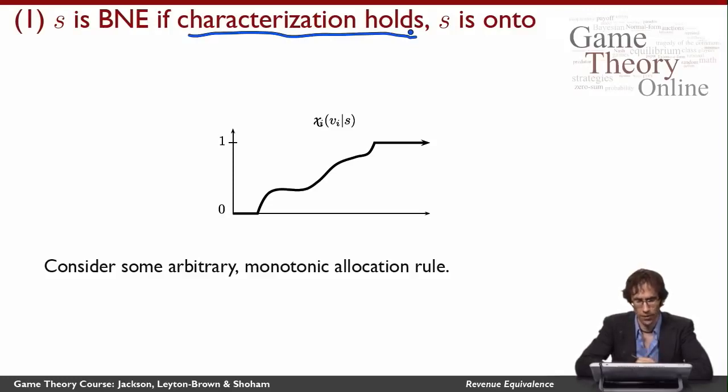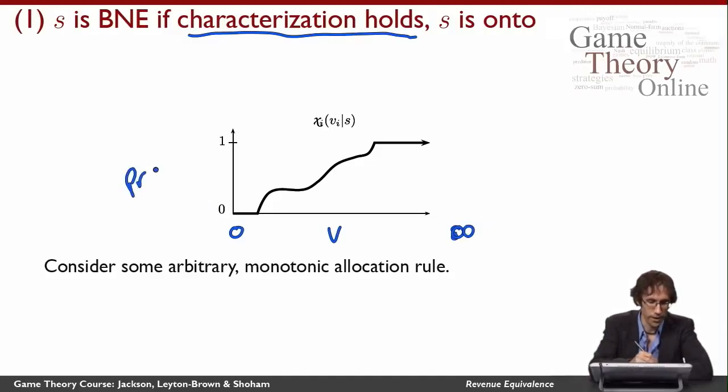So let's think about what this picture says. Here on the x-axis, I have the valuation that an agent might have. So this is the lowest possible valuation, and this is an infinitely big valuation as we go far enough out. And this is the probability of getting the good.